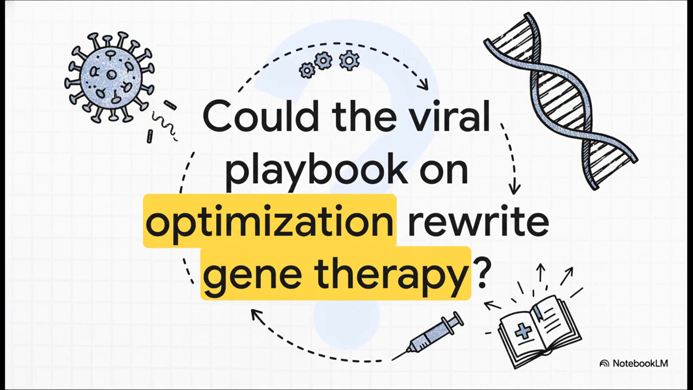So, as we've seen, viruses are the ultimate minimalists. They're the undisputed masters of genetic optimization, having evolved under immense pressure to do more with less. And this leaves us with a really fascinating thought. As we develop incredible technologies like gene therapy, where we need to deliver and express genes as efficiently as possible, could we learn from the viral playbook? Could their ruthless, ingenious strategies for optimization one day be harnessed to rewrite medicine itself?